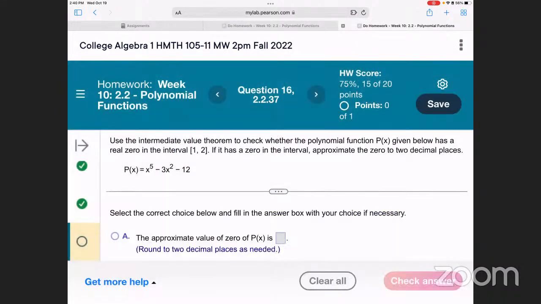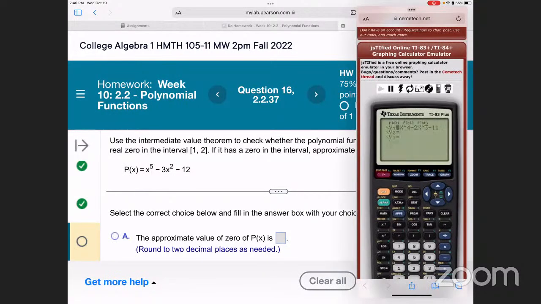Same thing, intermediate value theorem. I want to show that there's a zero between 1 and 2. So I'm going to go to my y equals. Let me see, I've got x^5 minus 3x^2 minus 12. Okay, that looks okay.